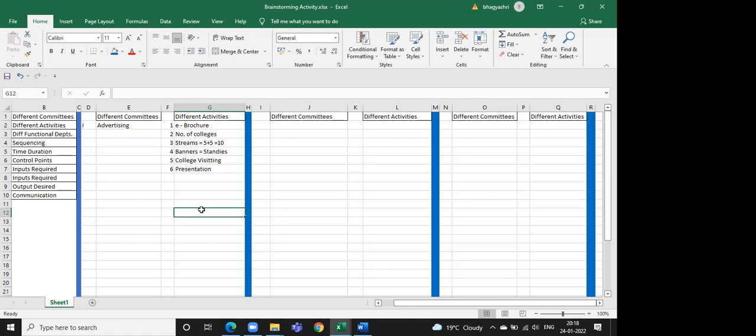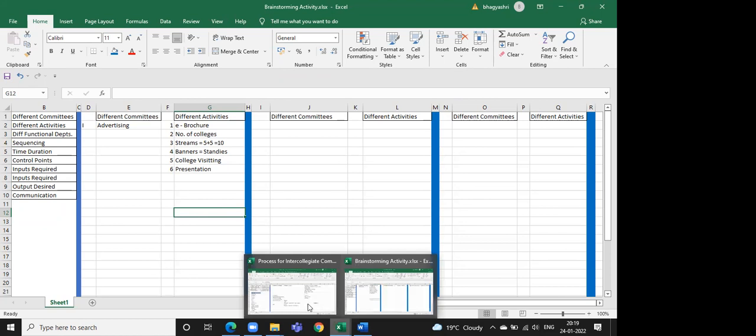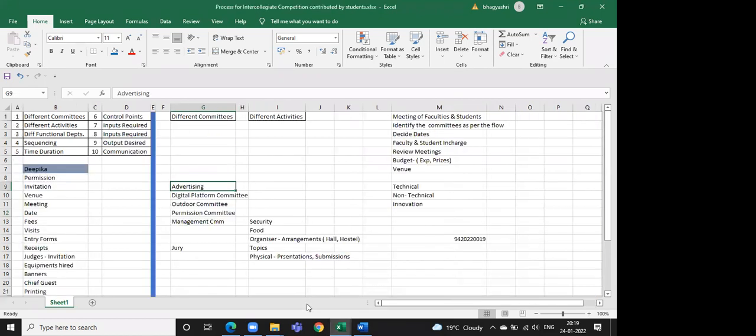Okay, so this is about advertising. By way of advertising, making the people aware that such and so type of event will be organized in your college. Okay, so that's where the different activities that the advertising committee will be looking into. Then what the students had contributed is with respect to digital platform committee.